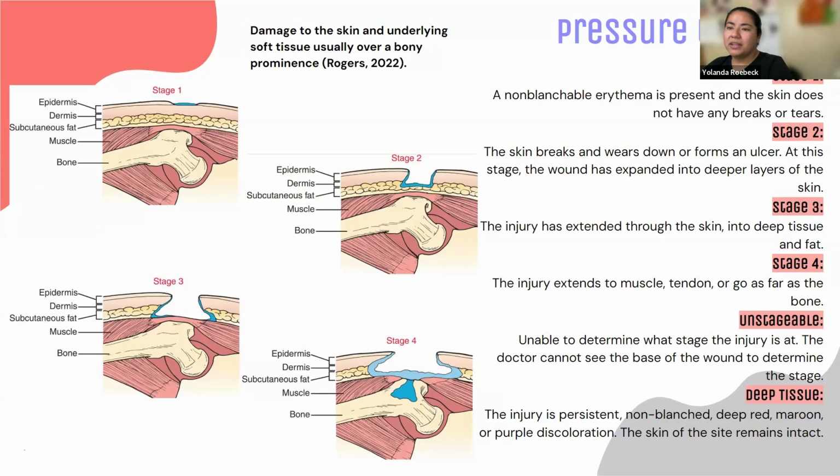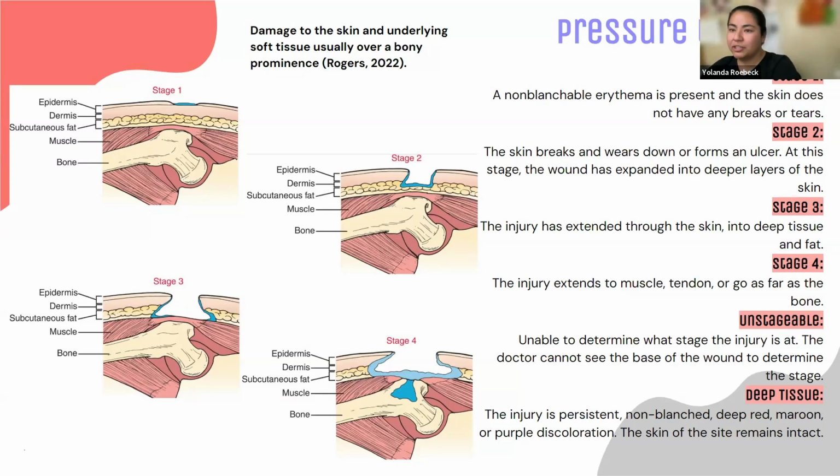Stage 2 is the skin breaks and wears down or forms an ulcer. At this stage, the wound has expanded into a deeper layer of the skin, and it can look like a scrape, blister, or shallow crater. And during this stage, some skin may be damaged beyond repair, or die. Stage 3, the injury has extended through the skin into deep tissue and fat. Stage 4, the injury extends to muscle, tendon, or goes as far as the bone.